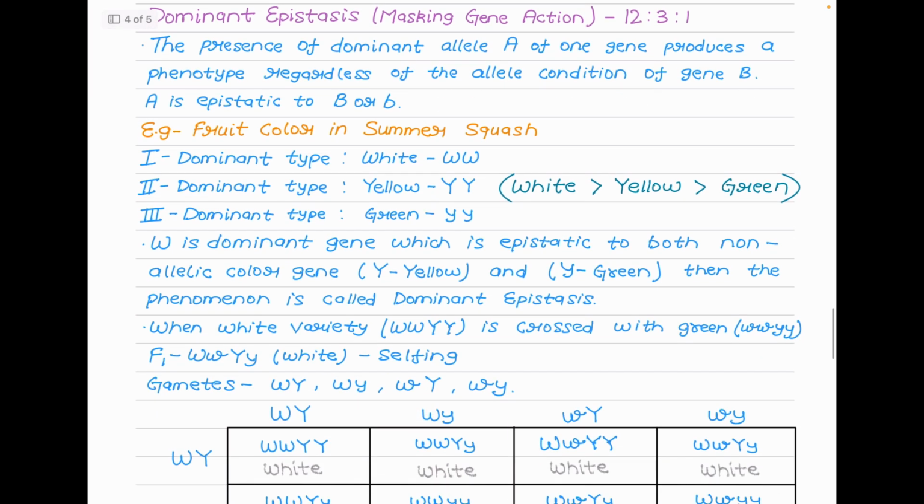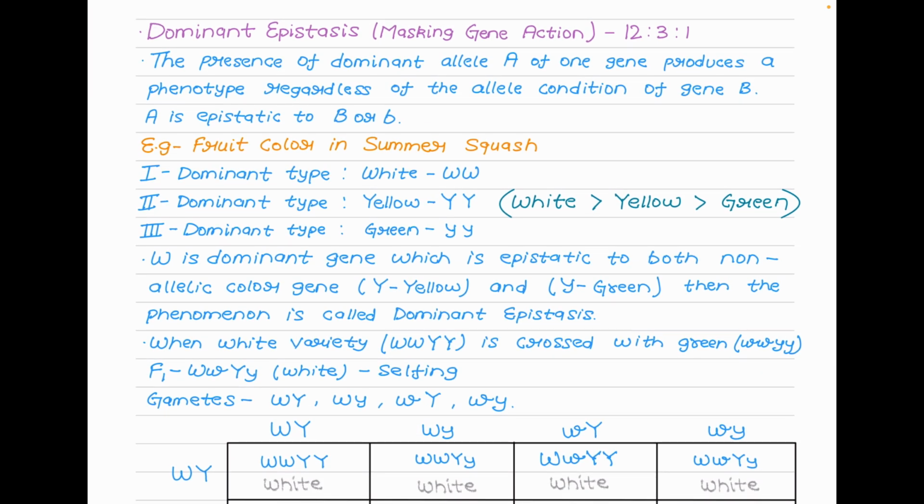Next is dominant epistasis, which is also known as masking gene action, with a ratio of 12:3:1. In dominant epistasis, the presence of a single dominant allele of one gene completely masks or suppresses the expression of another gene. This is why it is often called masking gene action. A famous example is fruit color in summer squash, which is also known as Cucurbita pepo.